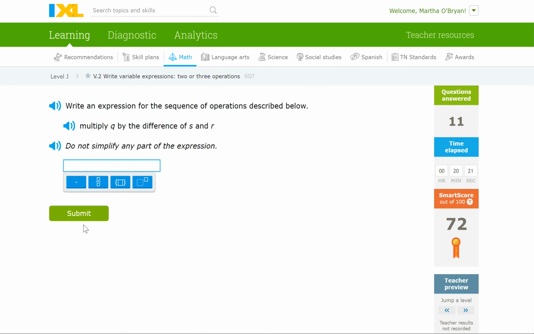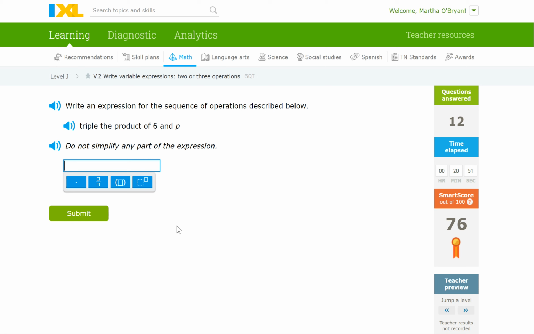Multiply q by the difference of s and r. Once again, definitely going to need parentheses because we need the difference of s and r. So that's going to be s minus r. The difference is another way of saying subtraction, so S minus R is the difference, and then we're going to multiply that whole thing by Q. So we put it in parentheses so that we know we're not just multiplying a part of it. There we go.